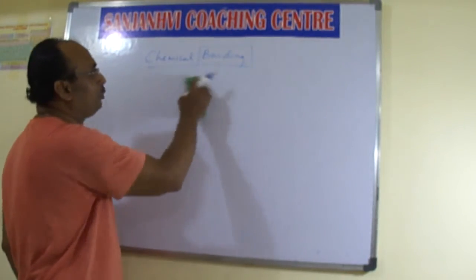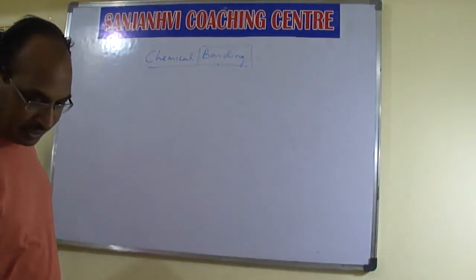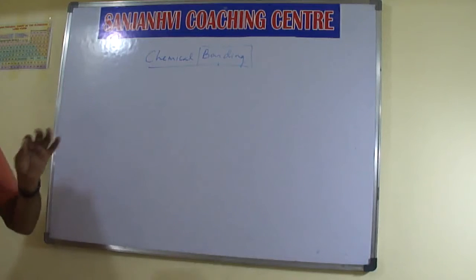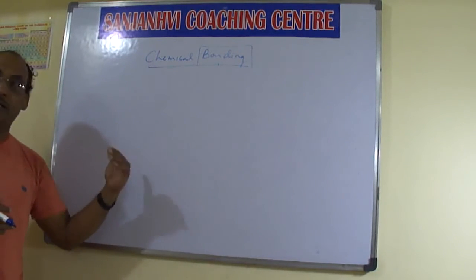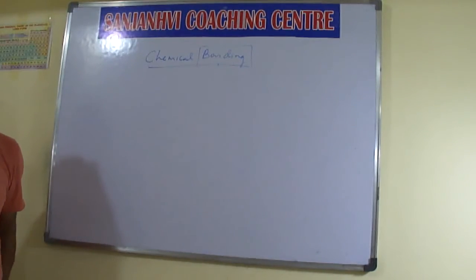So that is the part we are going to discuss today: what actually bonding is, what rules elements should satisfy to create a bond, and what the different types of bond are. Those things we are going to discuss.